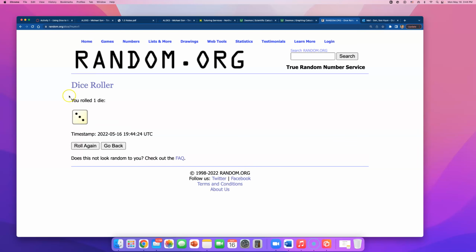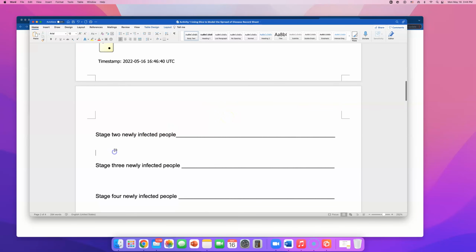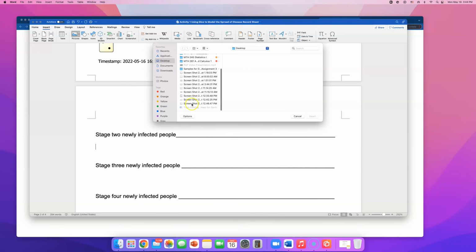Okay, I'm going to take a screenshot of this die and put it on my Word doc, and I'm going to think about what that means. So this is after my stage 2. I will insert that image here, a picture from the file that I just screenshotted. I just rolled a 3. Where is that screenshot? Here it is.